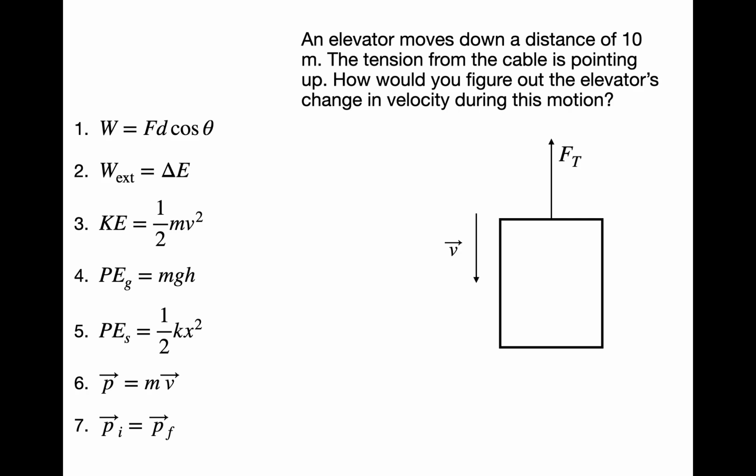So here's an example of a problem that you might see on the third interview, which covers work, energy, and momentum. And you can see the relevant equations are shared here down the left side. So this says that an elevator moves down a distance of 10 meters. There's a tension from the cable pointing upward, shown on the diagram. How would you figure out the elevator's change in velocity during this motion?